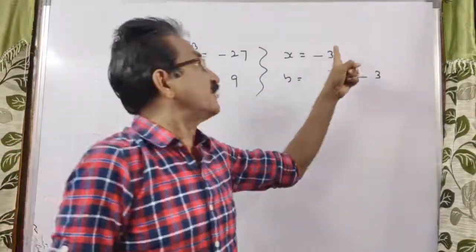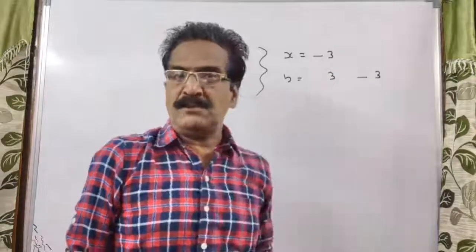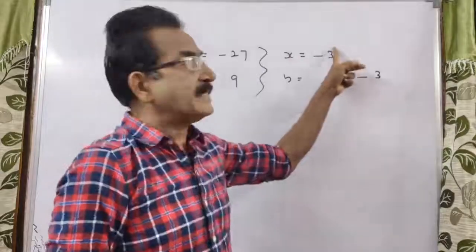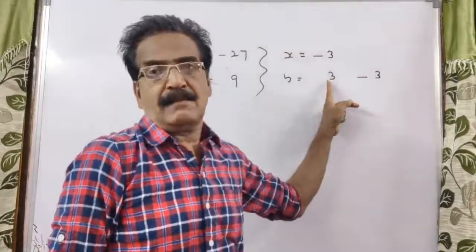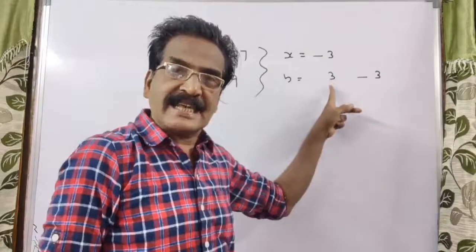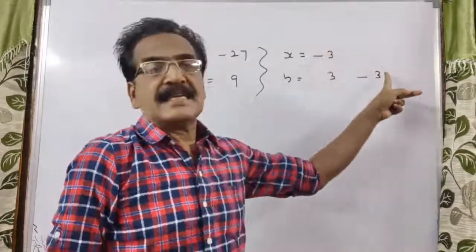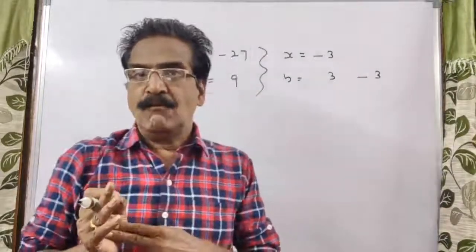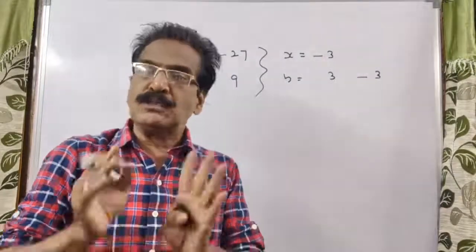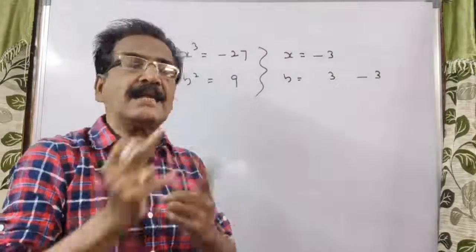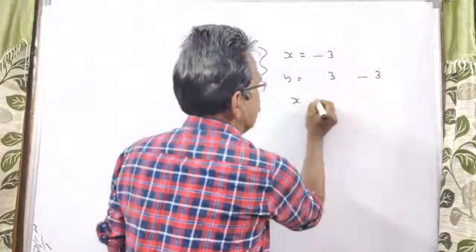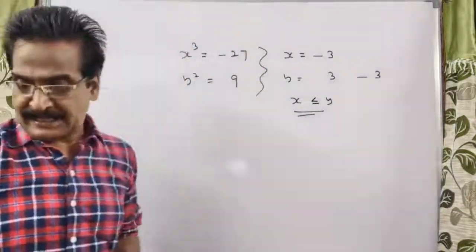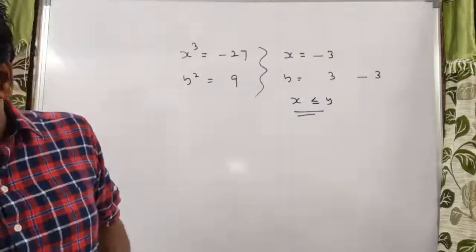So now let us compare this x value with these two y values and then establish the relation. Minus 3 less than 3. Whereas minus 3 is equal to minus 3. So one time we are getting less than, one time we are getting equal to. So the final relation is less than or equal to. x less than or equal to y. Okay friends, now let us see the next question.